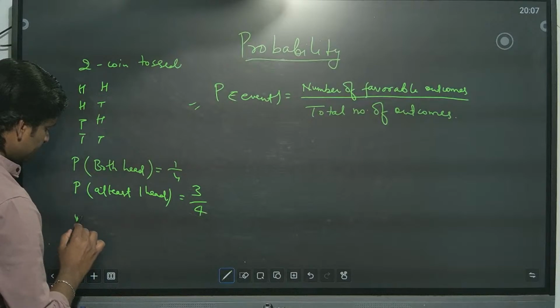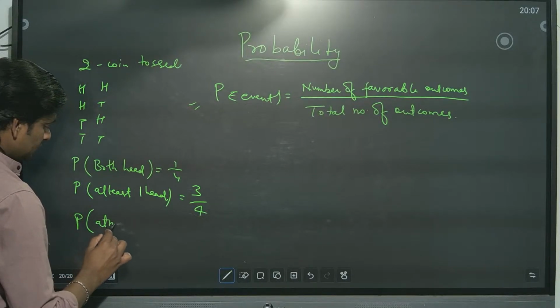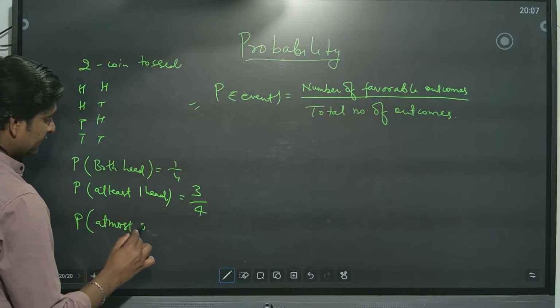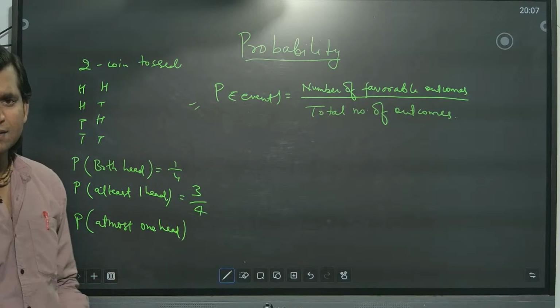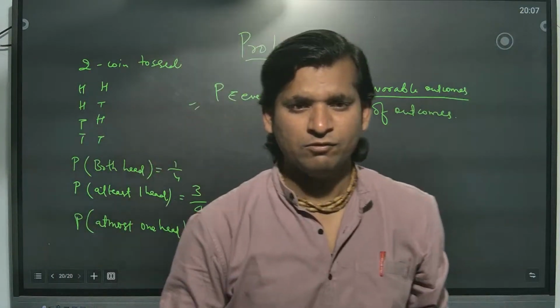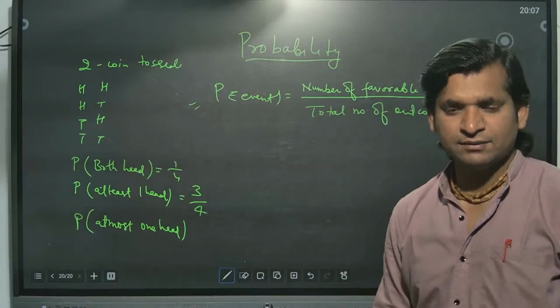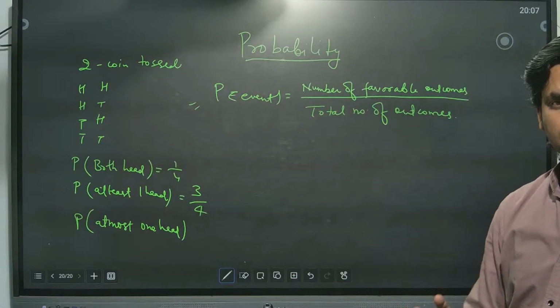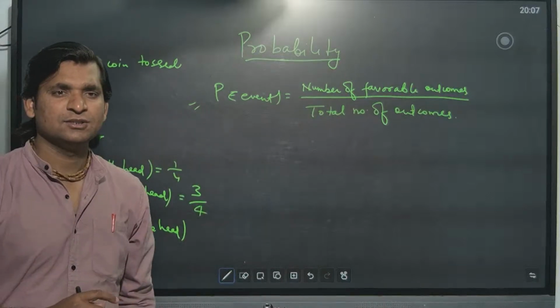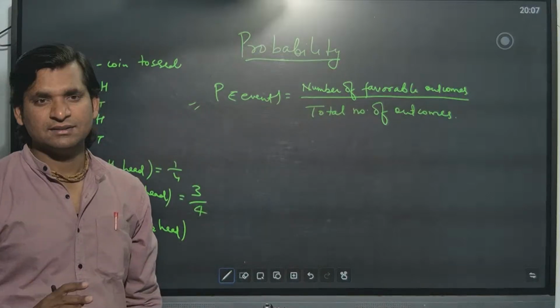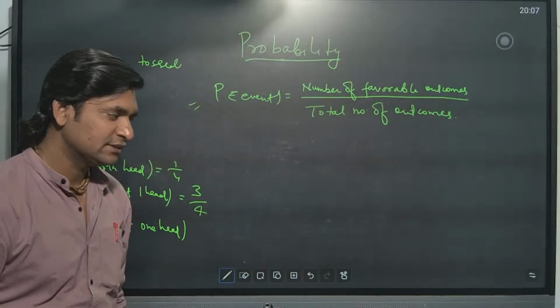At most one head means maximum head should be one only. Minimum it can be 0. No head also we can consider. At most one head means it should have maximum one head only. Less than that, okay, we'll consider.